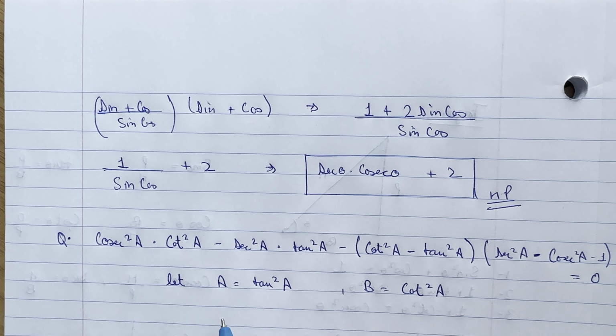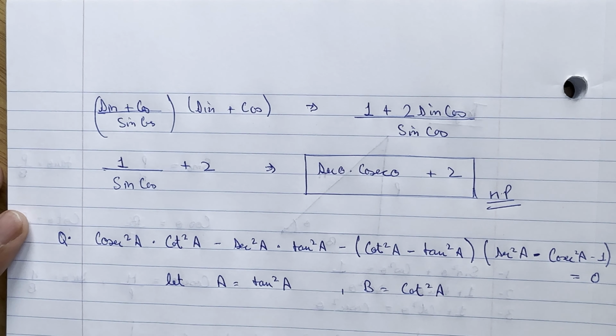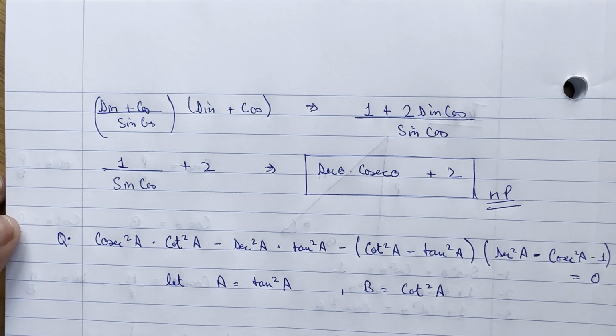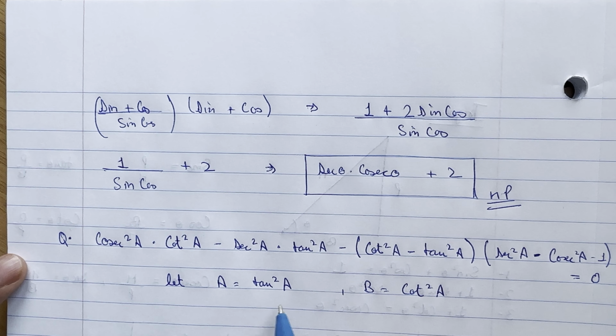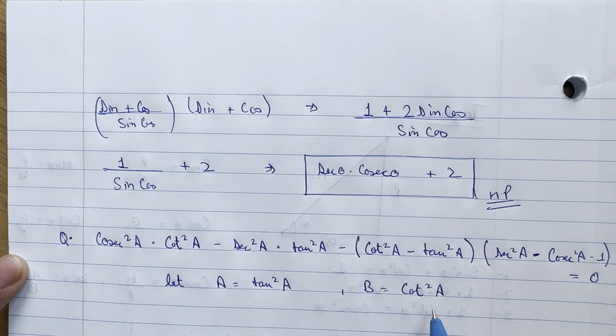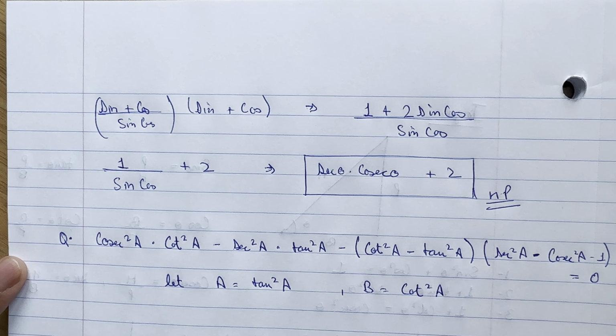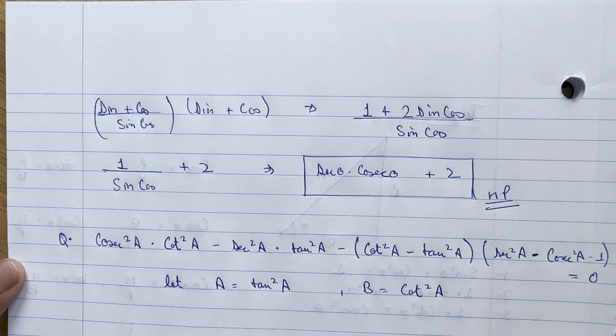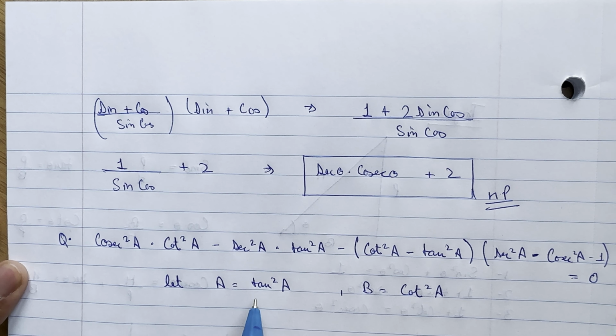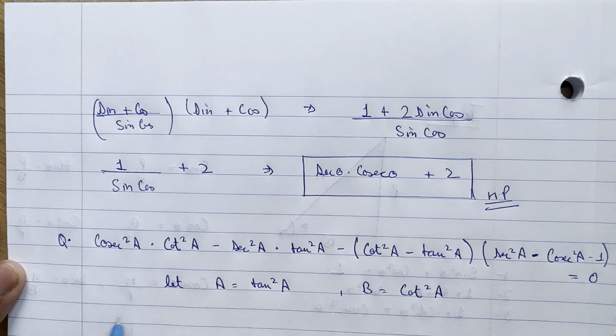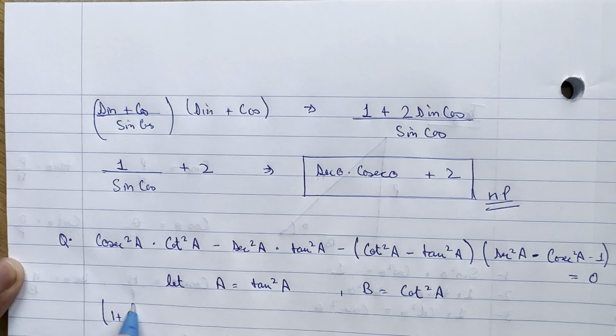Now these assumptions come by practice. You need to solve more and more questions, then you will be able to click what you need to take as A and what you need to take as B. Most of the times students get confused why I should take A equals to tan square A or B equals to cot square A. So this comes with practice. I'll show you the solution and then let you know why we took it like this. So what it becomes is 1 plus B multiplied by B.